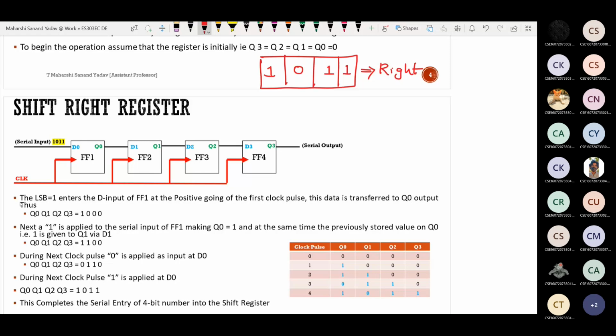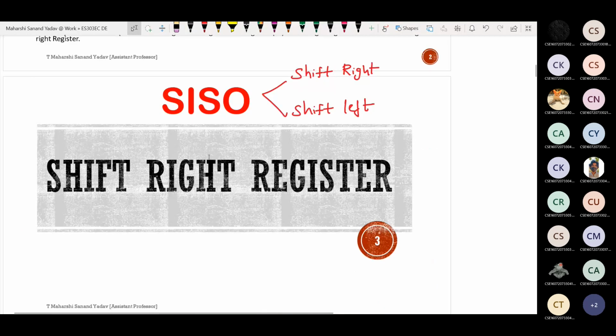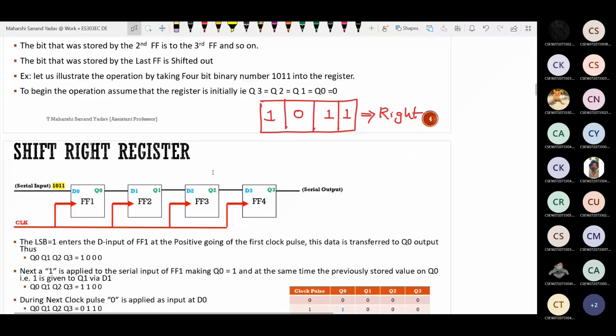So here I'm going with a D flip-flop. 4 bits, 4 flip-flops, FF1, FF2, FF3 and FF4. Inputs are D0 with output Q0. Here input is D1, Q1, D2, Q2, D3 and Q3. I want to transfer information serially. So here the given question is SISO. Input should be applied serially and output should be taken serially only. So serial input and serial output means you are applying input at D0 and you are seeing the output at Q3. As we are going with D flip-flop, what is the characteristic equation of D flip-flop?